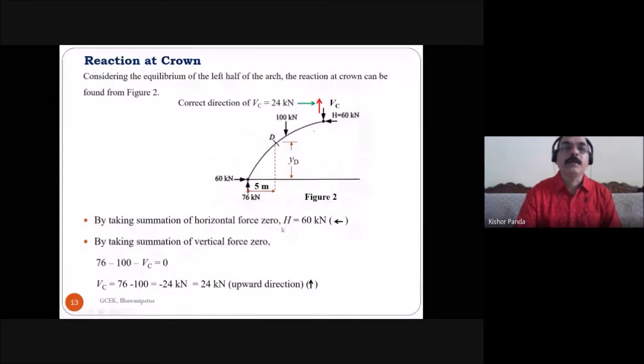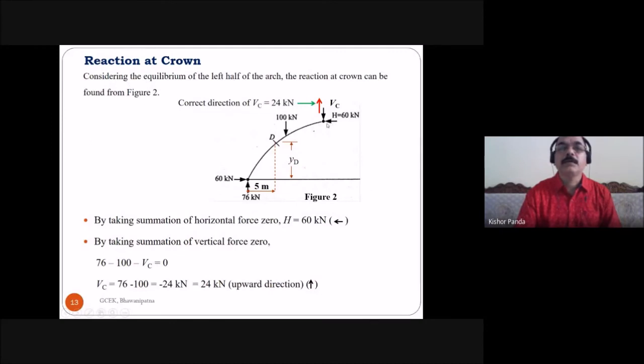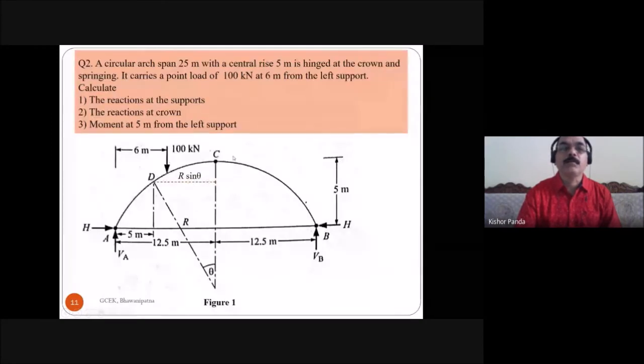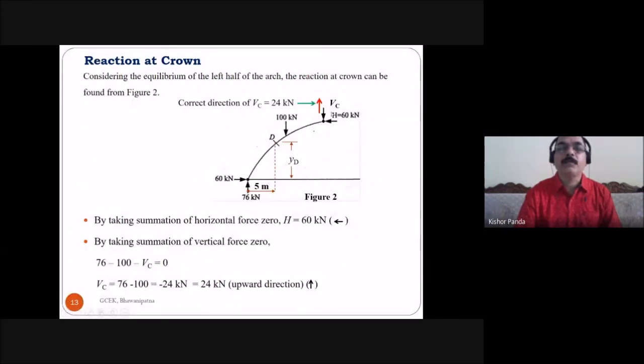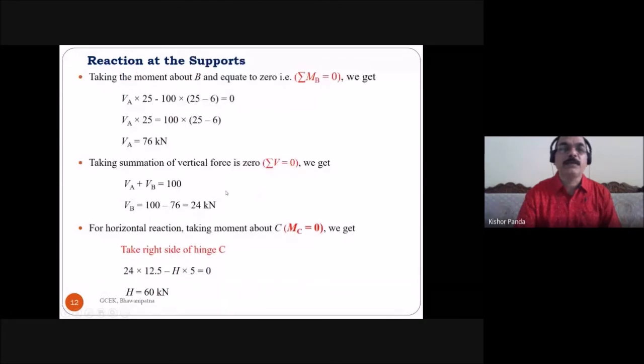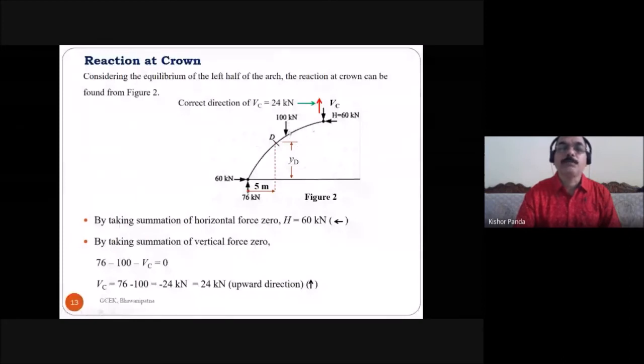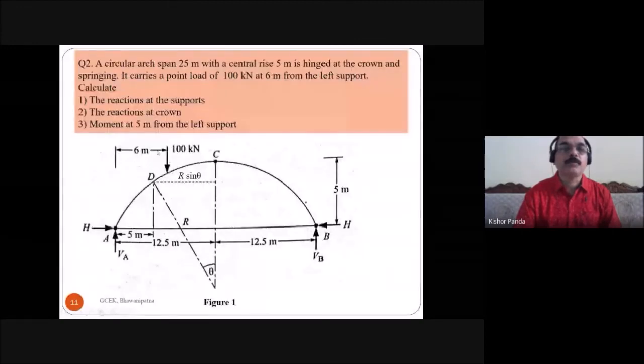Then find out the reaction at the crown. Considering the equilibrium of the left half of the arch, the reaction at the crown can be found from figure 2. So from this figure we will find the reaction at the crown. This is the vertical reaction at A, and this is the horizontal reaction at A. Already you got these. Vertical reaction at A is 76 kilonewton, and horizontal reaction at A is 60 kilonewton. And the load is present at 6 meters from the support A.